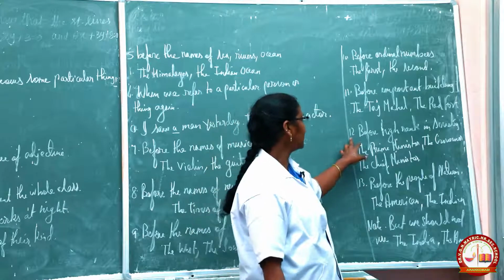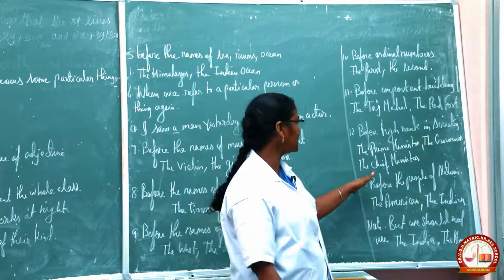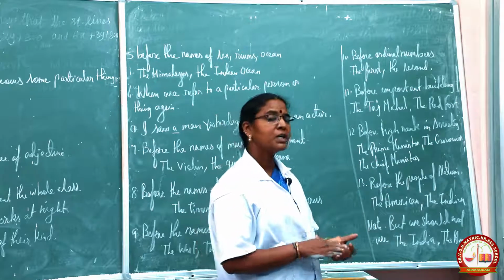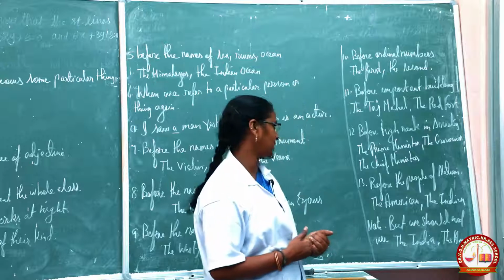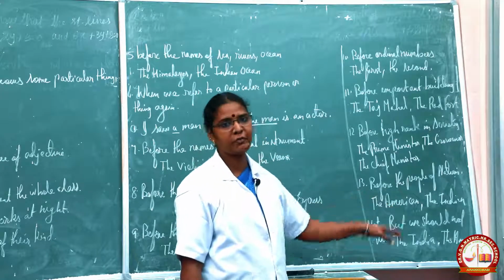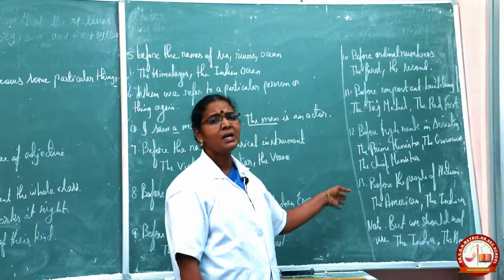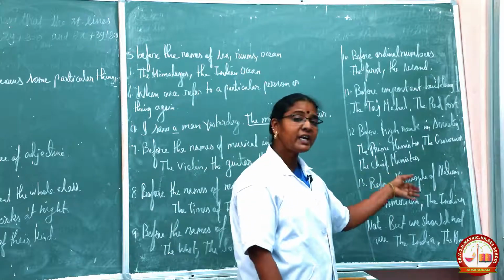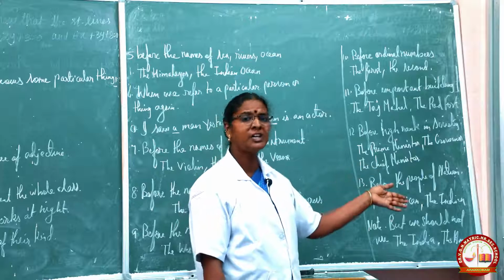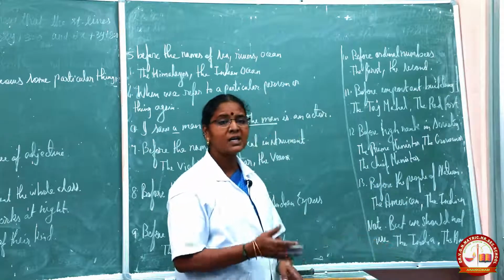Next point, the is used before high rank in society. High rank in society means the prime minister, the chief minister, the governor. Next, last, we will see the is used before the people of a nation. So what are the people? The Americans. So the American refers to the people, the persons who live in America. The Indians. Indians means the people who live in India. So note, we should not say the India, the America.